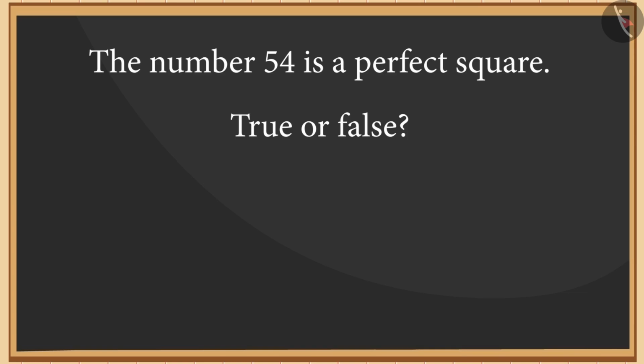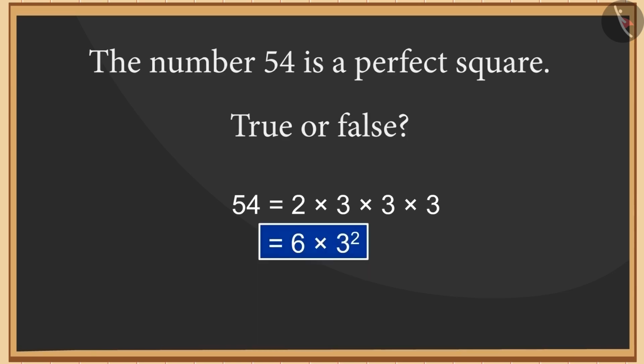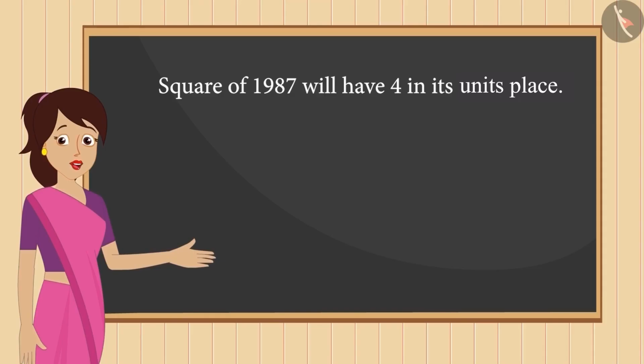Let us factorize this number. After factorizing this number, we can see that we cannot write the number 54 as the square of any whole number. Therefore, this statement is false. Let us now see the next statement.